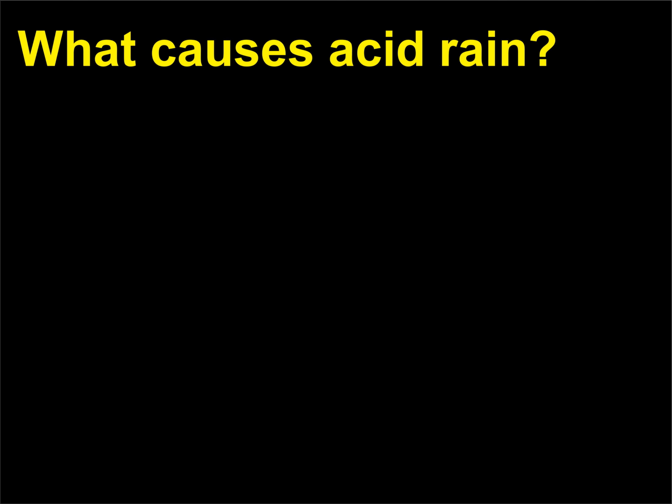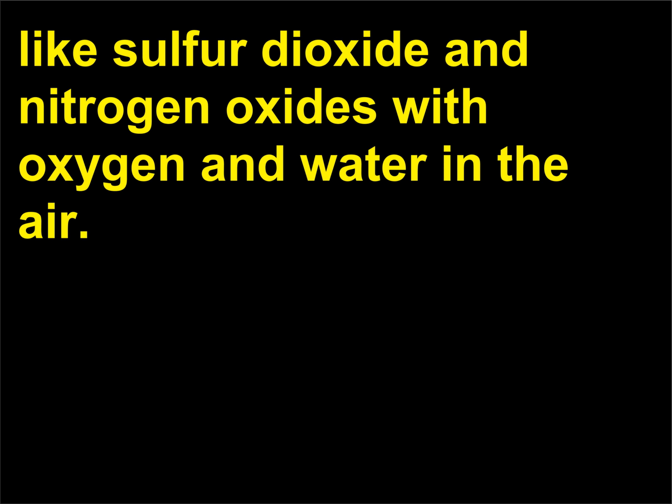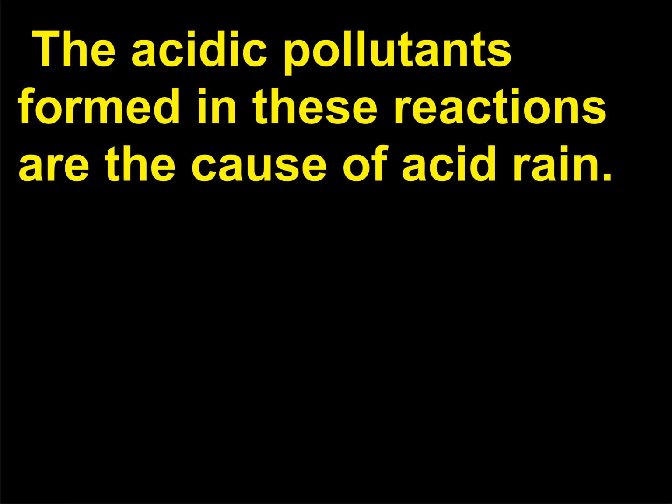What causes acid rain? Similar to smog, acid rain is caused by chemical reactions of pollutants like sulfur dioxide and nitrogen oxides with oxygen and water in the air. The acidic pollutants formed in these reactions are the cause of acid rain.